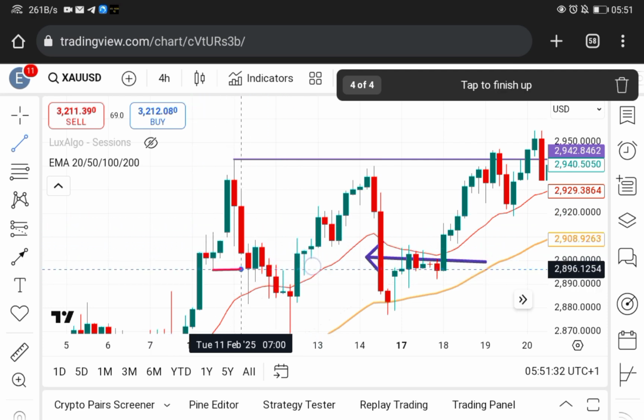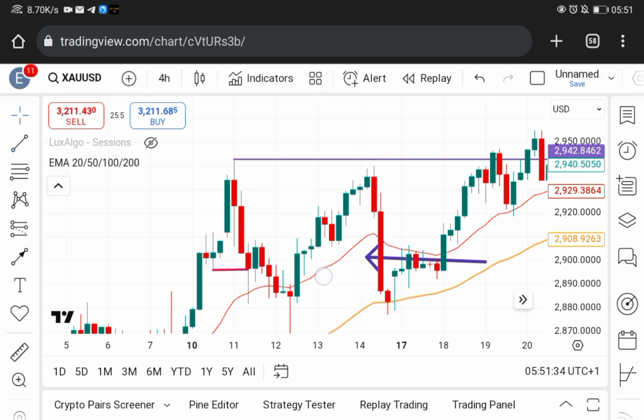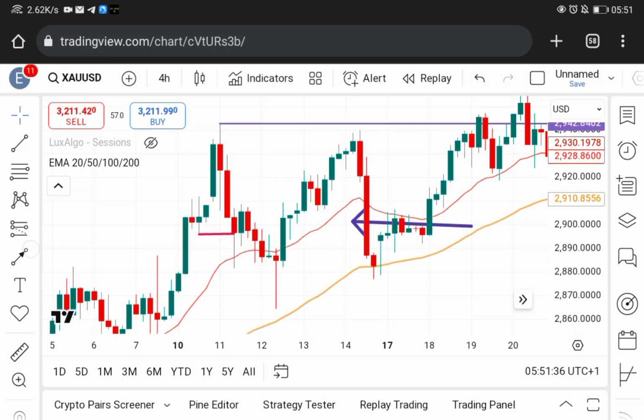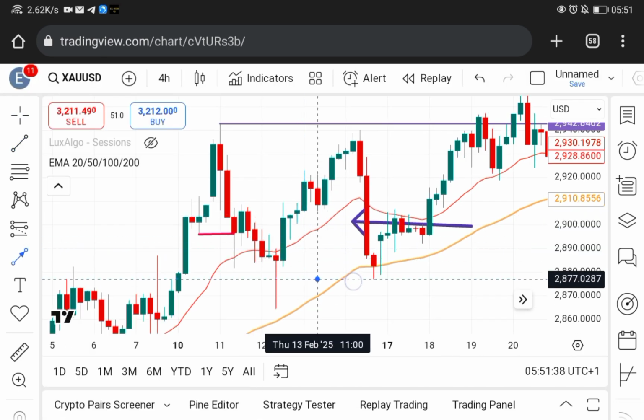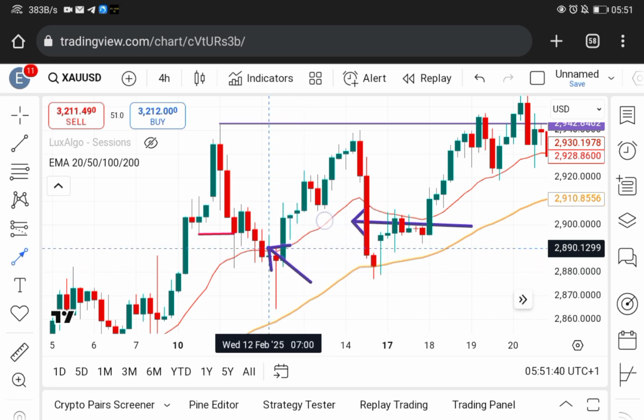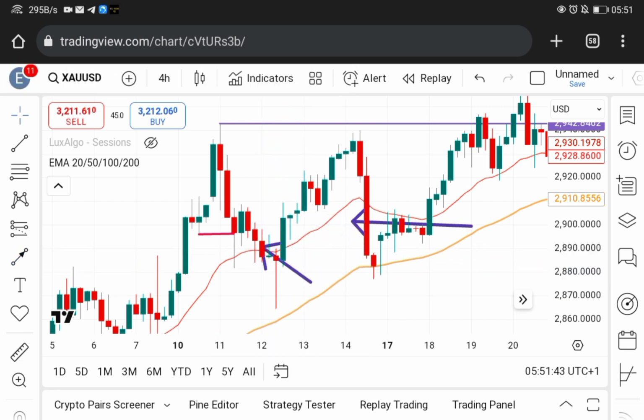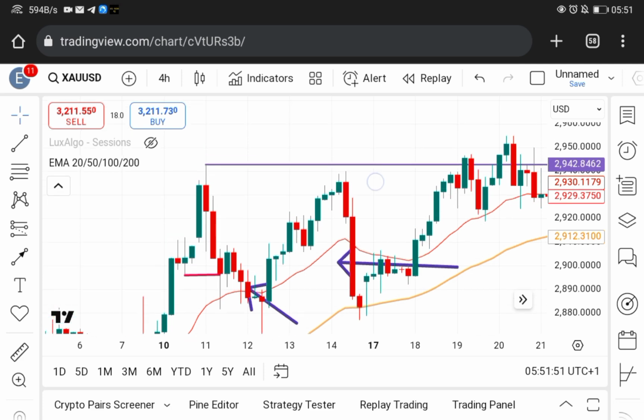So you see this market break structure to the downside, and it also closes below this EMA. The candle closes below this EMA. This shows you that this market is about to be bearish. So what will you do? It is for you to wait for the high.